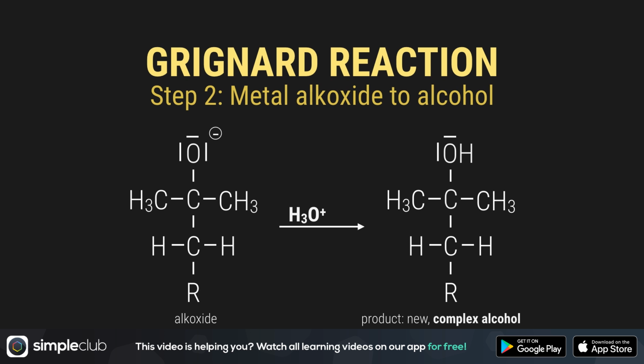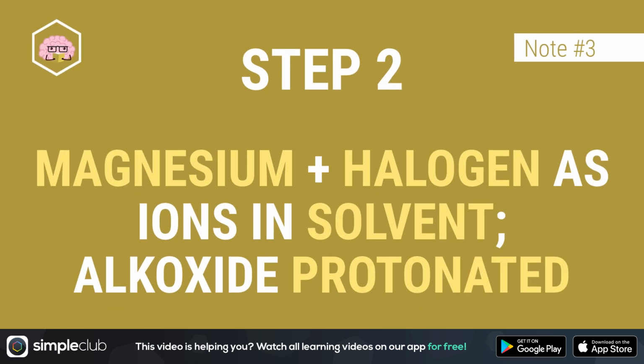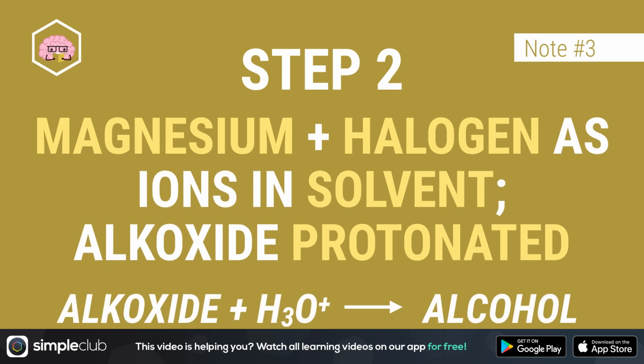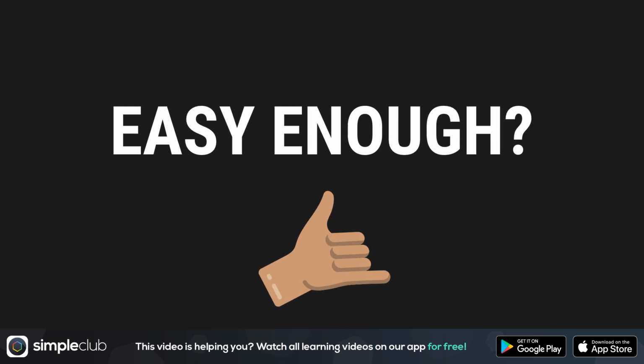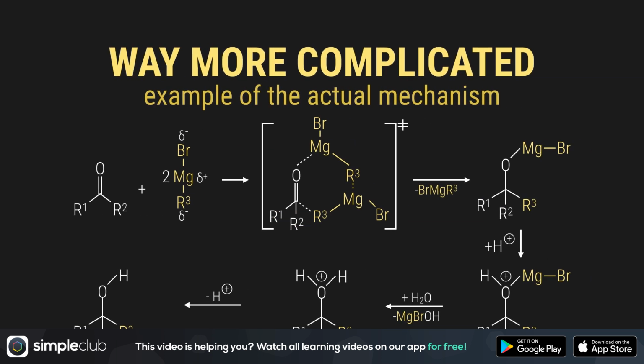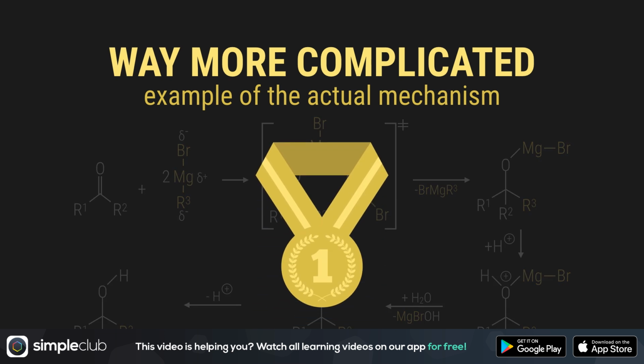So, in 2 steps, we sent the metal along with the halogen off into the solvent and protonated the alkoxide. And this gives us a new alcohol. Okay, so we can totally see the mechanism at work here, right? Yeah, not entirely. The actual mechanism is a lot more complicated. But you'll see that when you study chemistry in college.